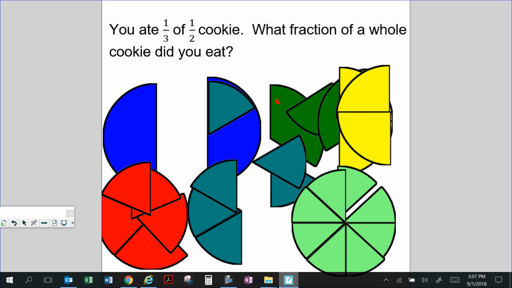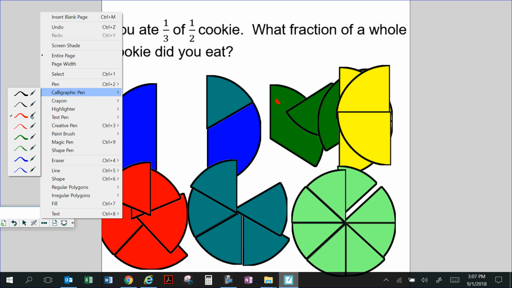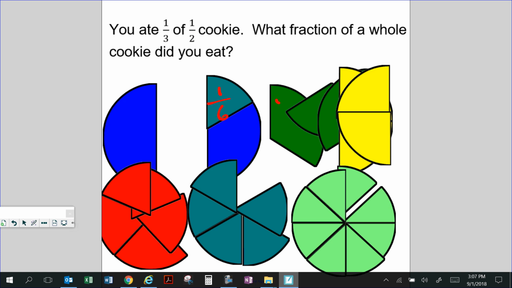So I ate this one. What fraction of a whole cookie did I eat? So what fraction is this? Let's think. If this is 6, oh, it's 1/6. So 1/3 of half of a cookie is 1/6.